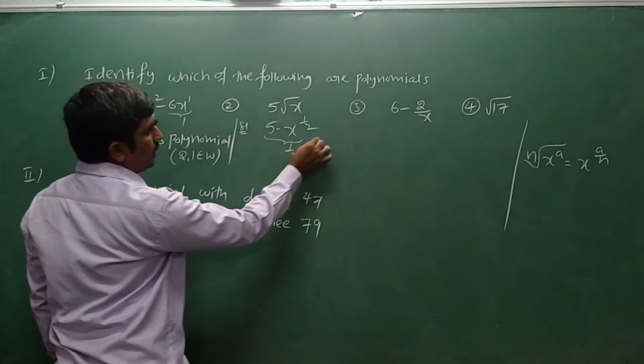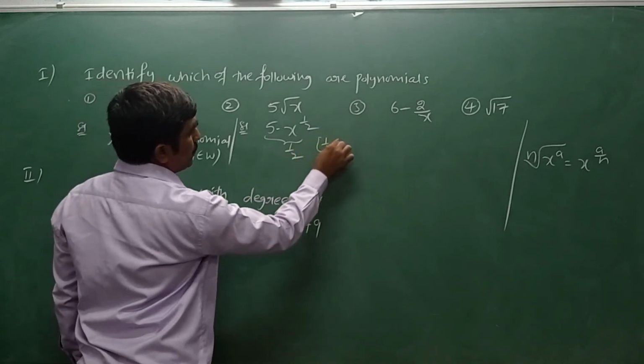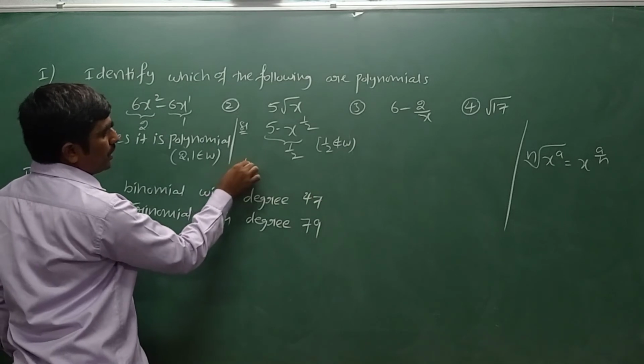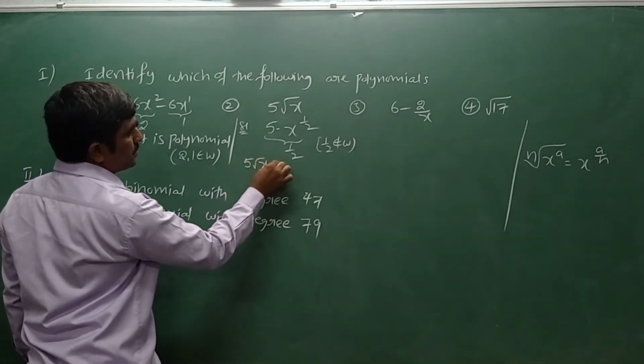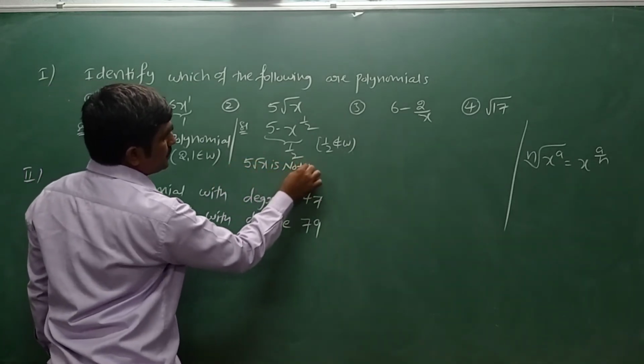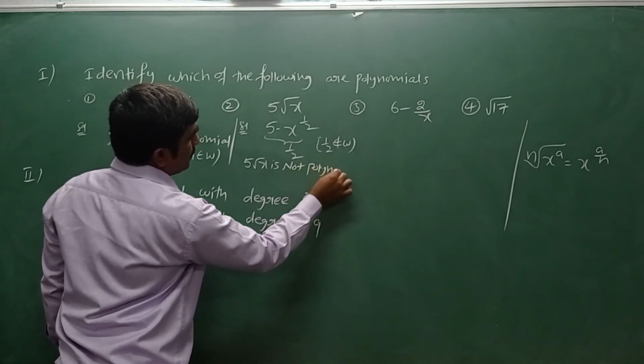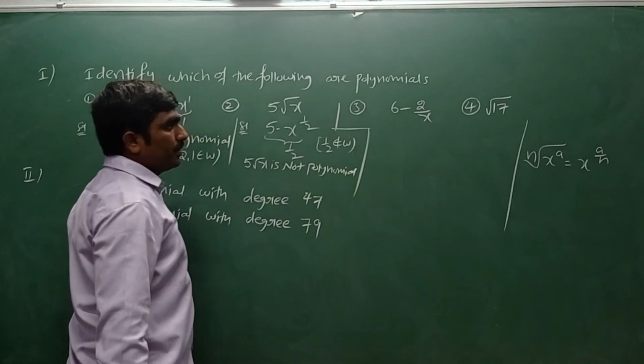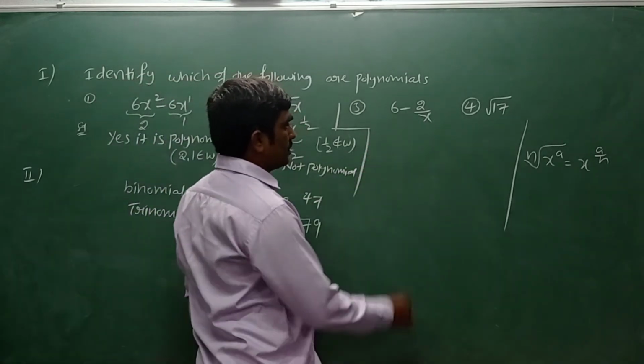What can we write now here? That variable power 1 by 2 does not belong to whole numbers. So 5 root x is not a polynomial. Yes. Then tell me, what about this, 6 minus 2 by x?